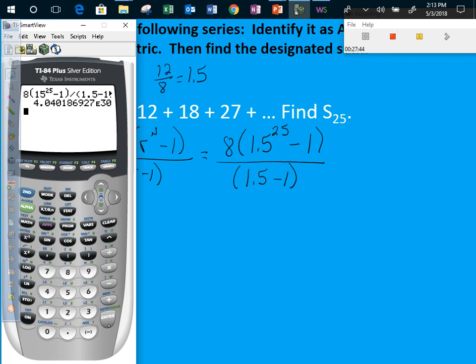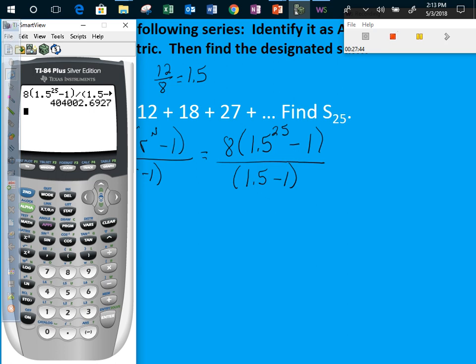So there's what we got going on this one, except for I typed it in wrong. So let's go 8 parenthesis. I typed in 15 by accident instead of 1.5, minus 1 divided by parenthesis 1.5 minus 1. We'll see if this looks a little bit better. And there's the number you should get, 404,002.